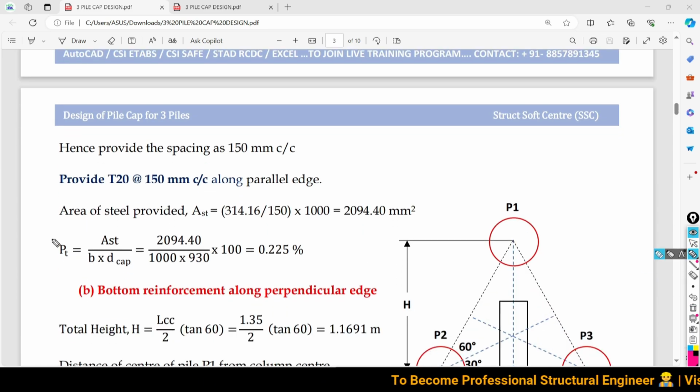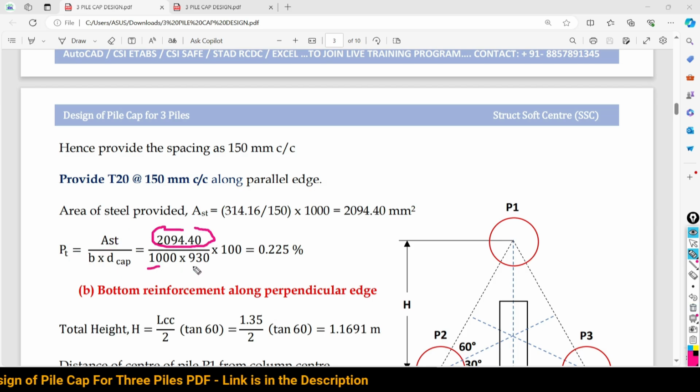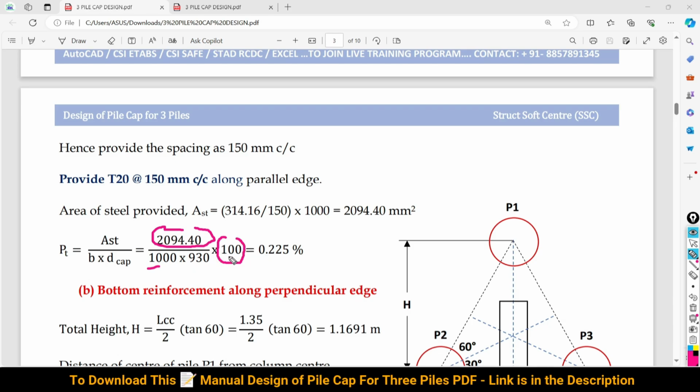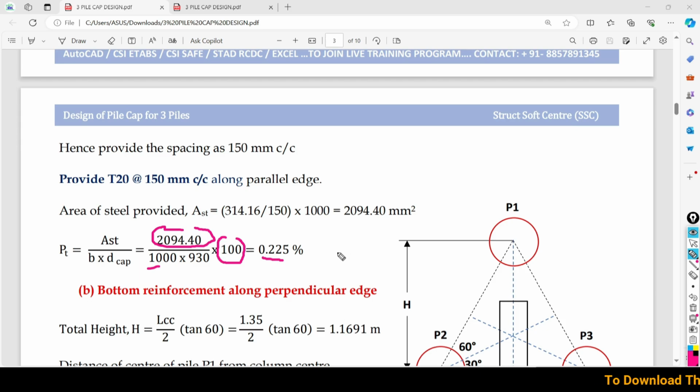Now, how much area of reinforcement by percentage has been provided? So here PT, the percentage of reinforcement, is the total area provided divided by the width considered times the effective depth of the pile cap. So total area 2094.4 divided by 1000 multiplied by the effective depth of the pile cap. After doing this calculation and multiplying by 100 to make it a percentage, we are getting 0.225% of the reinforcement we are going to provide along the parallel direction.